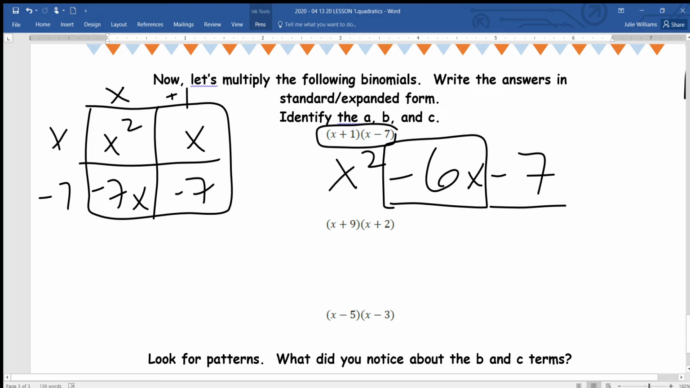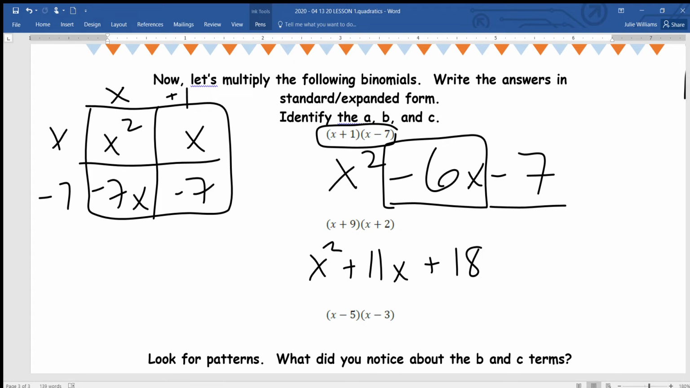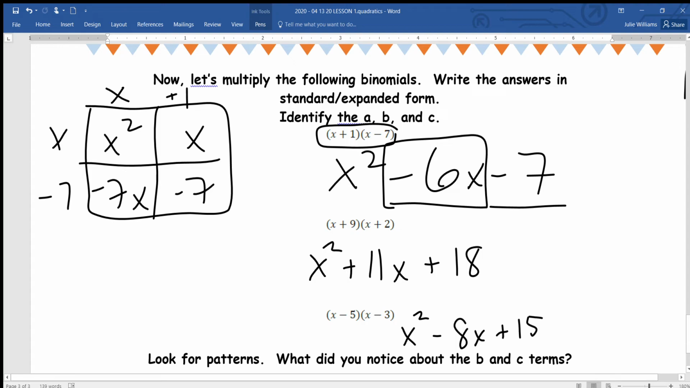Think about it. Okay. Well, I'll tell you that the next one is this: x squared plus 11x plus 18. How do I know that? And I'll tell you the last one: x squared minus 8x plus 15. I didn't use the box method. I just looked at it. What patterns do you see with the B and the C terms? I'll highlight the B and the C terms.